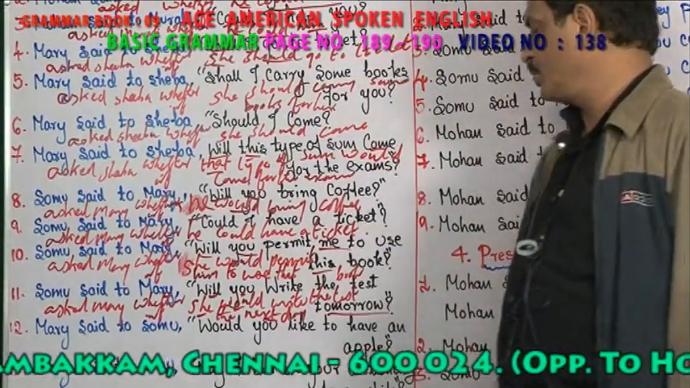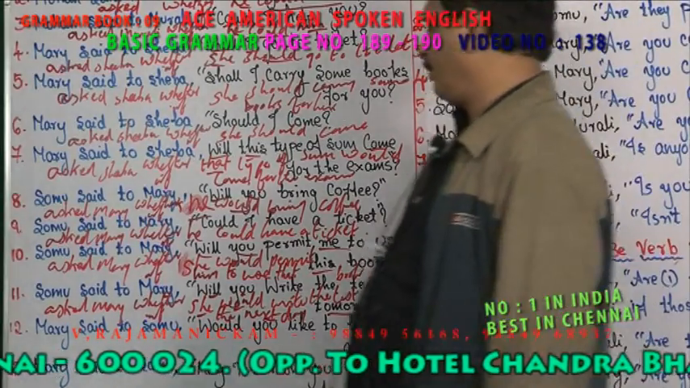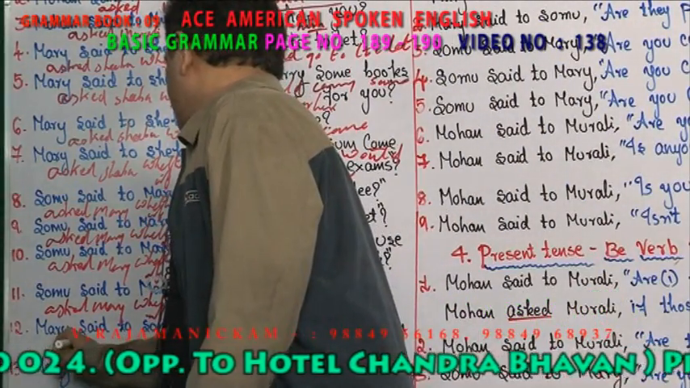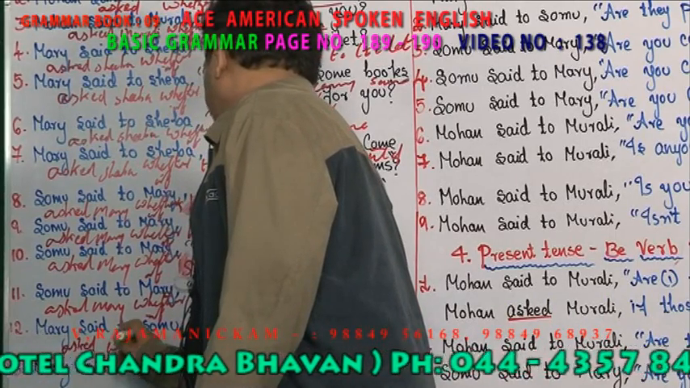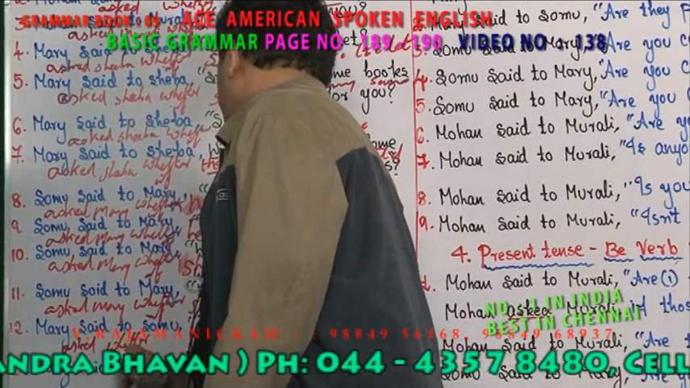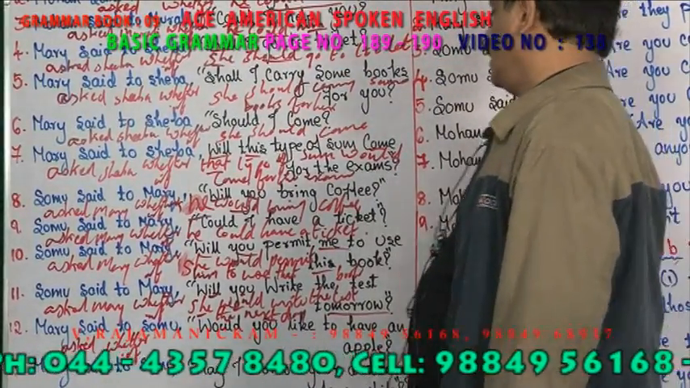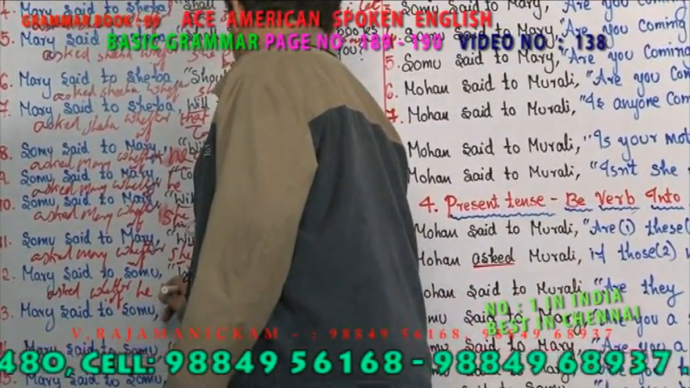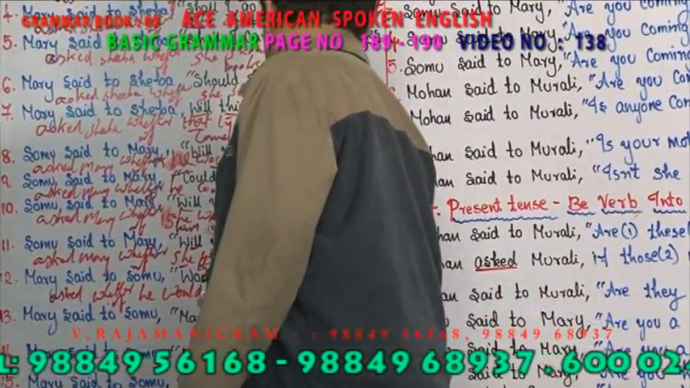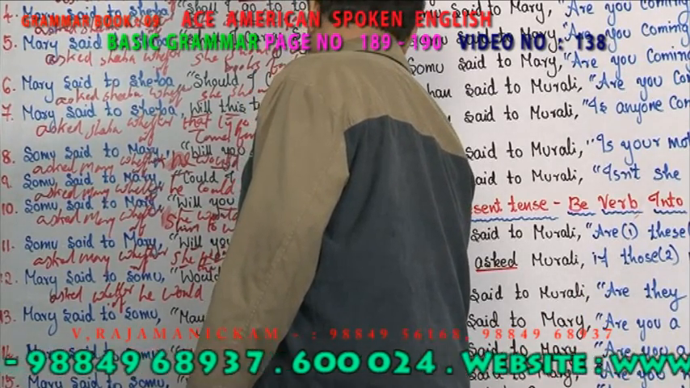So, Mary said to Somu, "Would you like to have an apple?" How does it change? Mary asked Somu whether or if he would like to have an apple, right, sir?